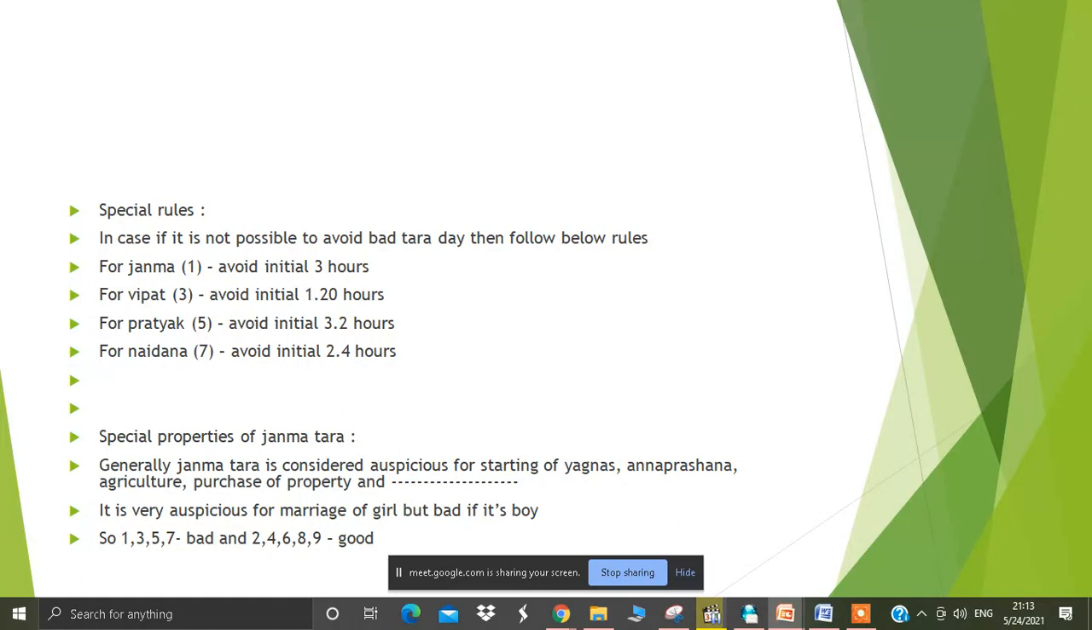The third and fourth padas of Dhanishta and Satabisha, Purva Bhadra, Uttara Bhadra, and Revati are called Dhanishta Panchaka. Not the entire nakshatras, only the third and fourth padas of Dhanishta and Satabisha. And in any one of these five, traveling to the south direction, beginning of house construction, or collecting fodder for the animals are forbidden. For other things, it doesn't have any problem.